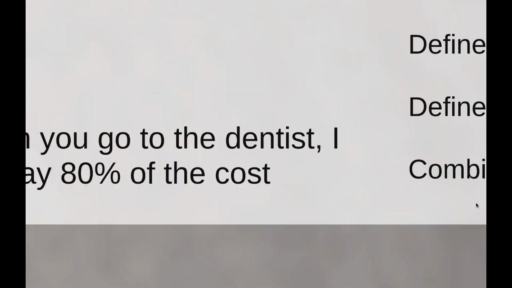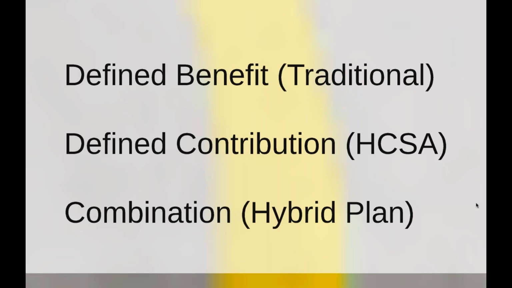And when we look at benefit plans, we can look at them in three different areas. There's a defined benefit plan, or a traditional type of benefit plan. There's a defined contribution or healthcare spending account type of benefit plan, or there's a hybrid plan, which is a combination of the two. And yes, we're using different language, but again, it's about the client's mindset.